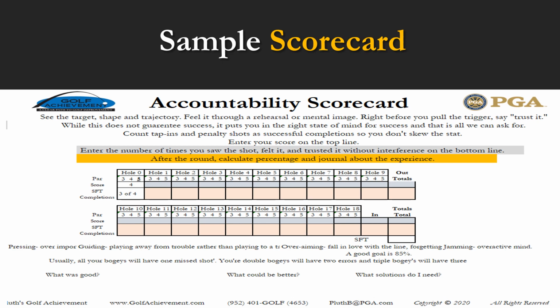There's a video, again, on the website about how to use a scorecard to get the most out of it. And again, I truly believe that what gets measured gets improved, and golfers don't argue with their own data. They just don't know what to look for.